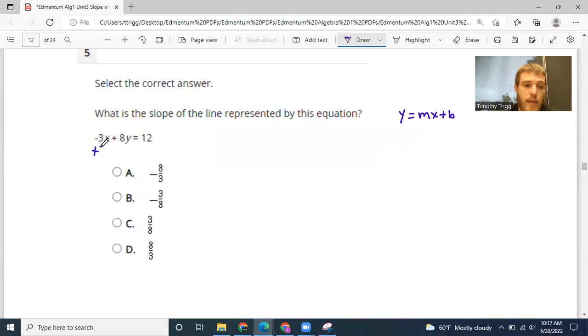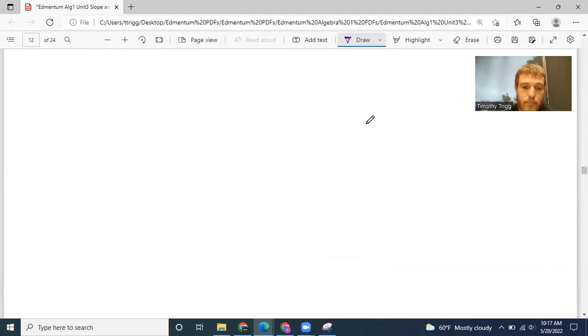Well, my first step would be to add 3x to both sides of the equation, giving us 8y equals 3x plus 12. Go ahead and finish solving for y, and then figure out which of these is the correct slope.